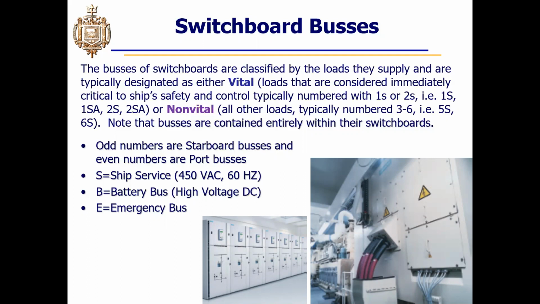So you see 1B, 2B, 3B, 4B. There's no such thing as a vital bus on a battery. We don't really consider that. The whole battery DC distribution system is considered an emergency distribution system for submarines.